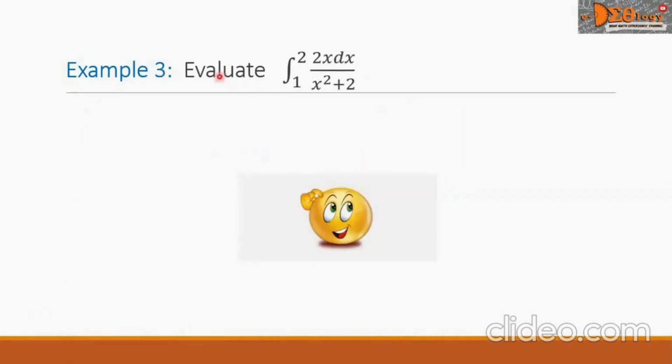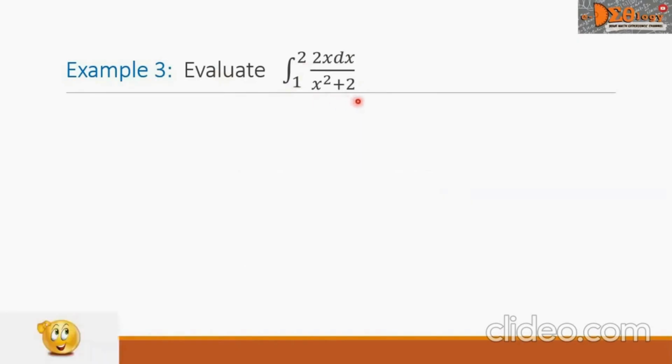Example 3. Evaluate the integral from 1 to 2 of 2x dx all over x squared plus 2. For our solution, let us choose u to be x squared plus 2. So du is equal to 2x dx.